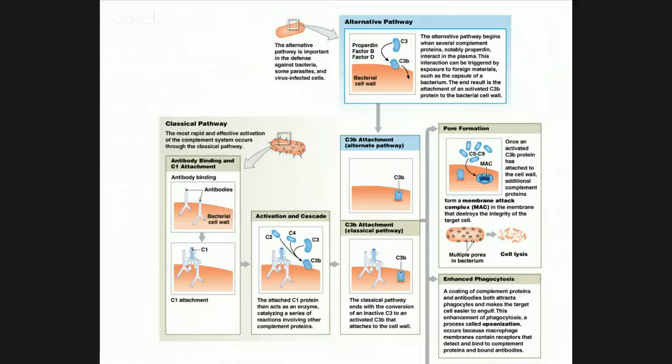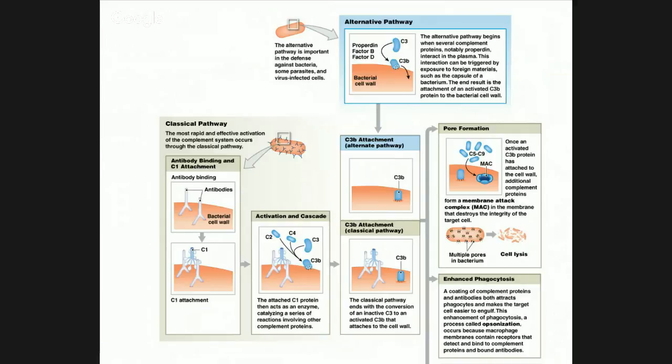So really the alternative pathway is just starting with C3, breaking down to C3b, and then forming the membrane attack complex. The classical pathway involves C1, 2, and 4, and adds a bit on to that. The classical pathway is going to end with C3b attached to the surface of the pathogen and causing lysis, which is exactly like the alternative pathway. The difference is just what leads up to that point.